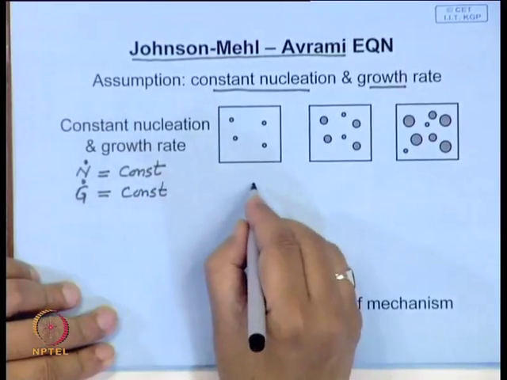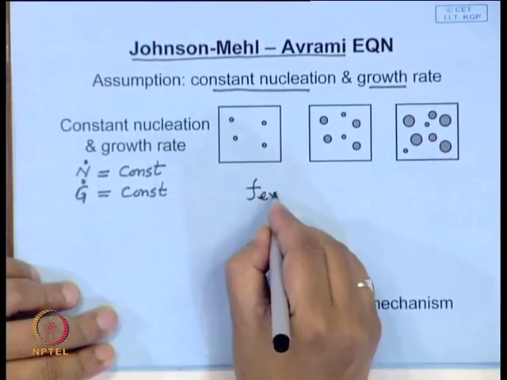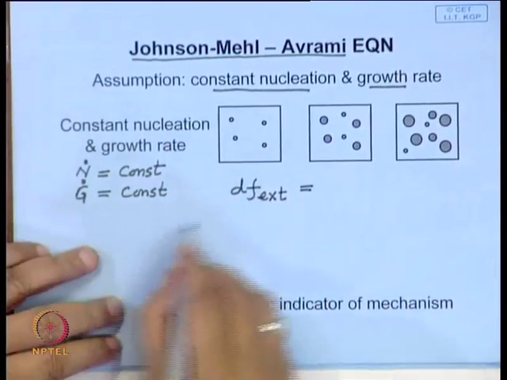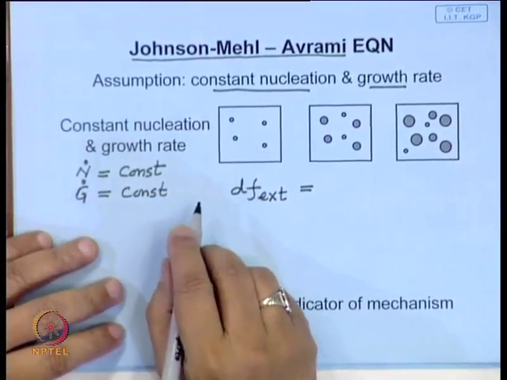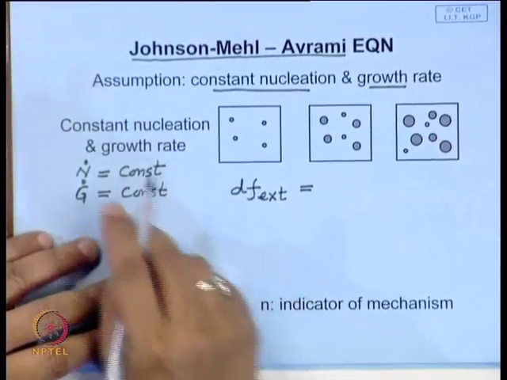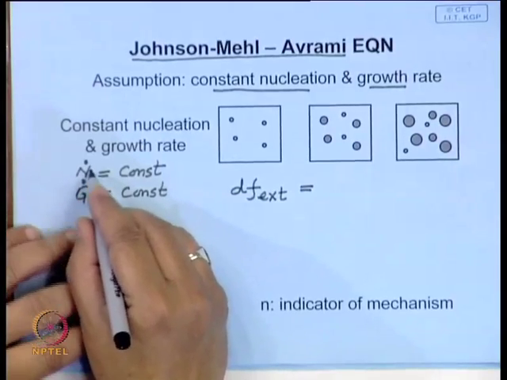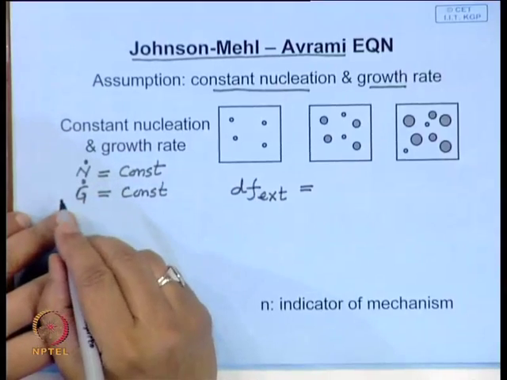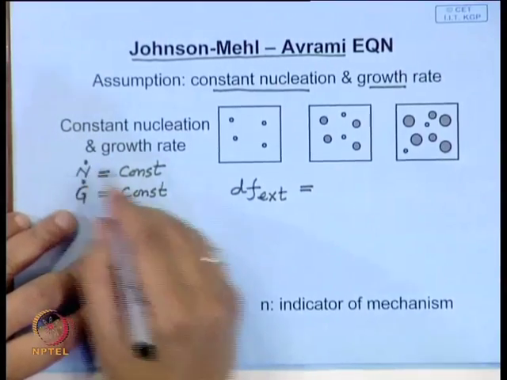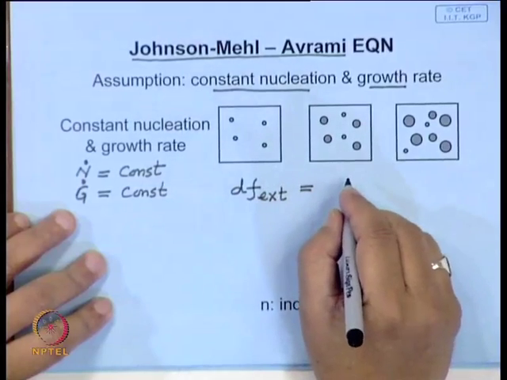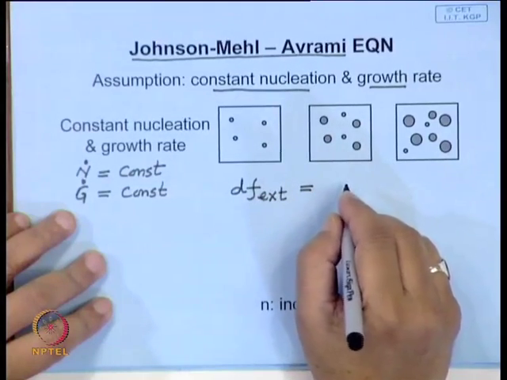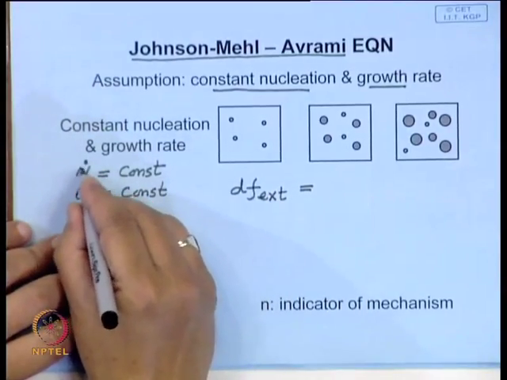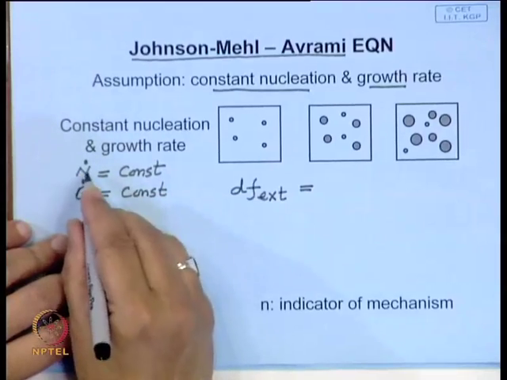So, here also we can try and find out a small increment in this. At any instant there will be some amount of nucleation, and you can find out what will be the number of nuclei at any time. So, at any time there will be a certain number of nuclei present, and this you can easily find out, because the nucleation rate is constant.